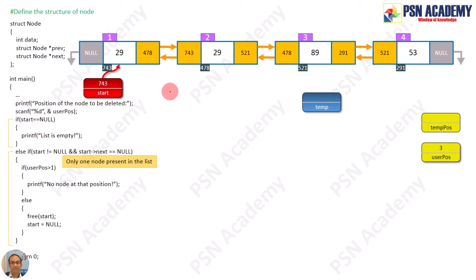Now we have the same situation as before, but now the user wants the third node to be deleted. That means this one.